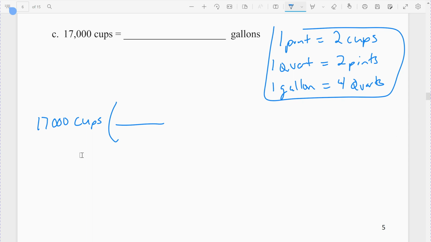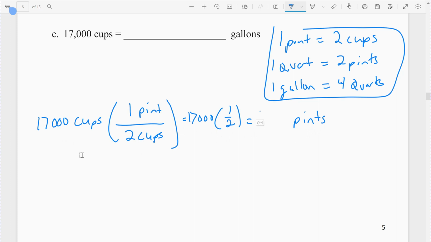All right, so cups to pints. I know for every 1 pint, there's 2 cups. Remember, cups is what I want to get rid of. So in the bottom, I put the 2 cups. And up top, I put the 1 pint. And so I'm going to take 17,000 times 1/2. That's what this is when I write it out. It's 17,000 times 1/2, or divide by 2, and that's going to leave me with pints. When I multiply that out, I've got 8,500 pints. But pints isn't what I want.